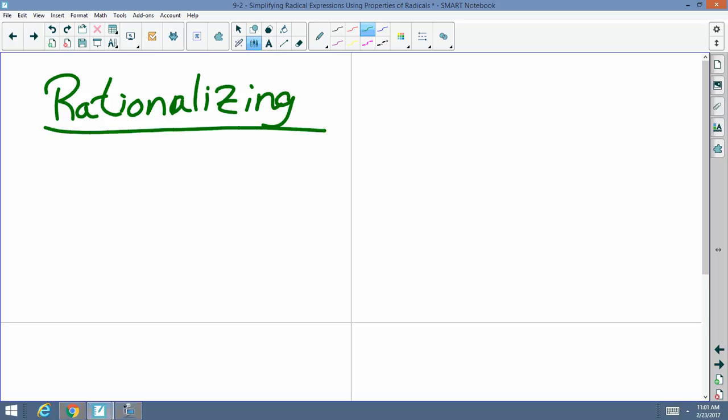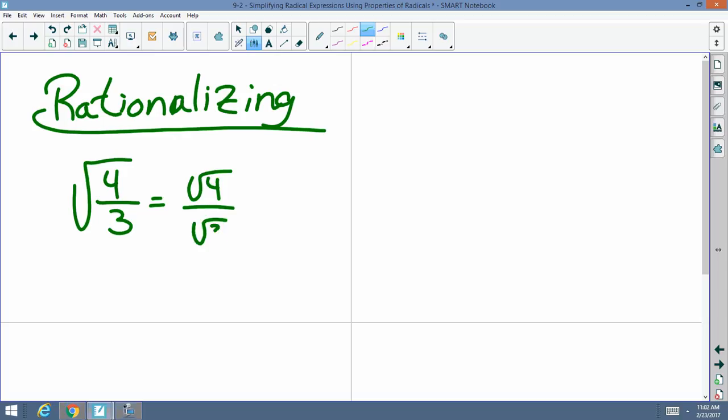When you rationalize, guys, you're taking the radical away from the denominator. Okay? So for example, if I have the square root of 4/3, this is going to give me the square root of 4 over the square root of 3, which equals 2 over the square root of 3. Remember when I told you guys, hey, it's illegal to have a radical down here? I was not kidding. It is mathematically illegal.